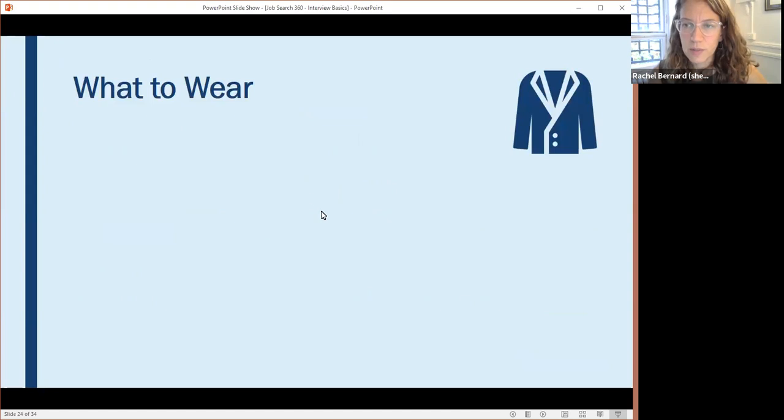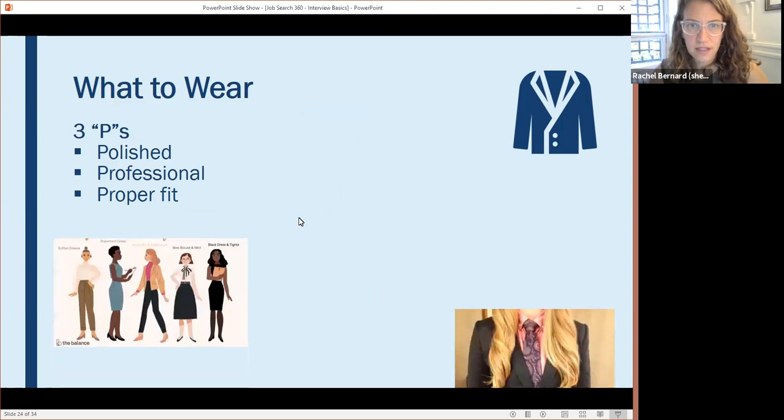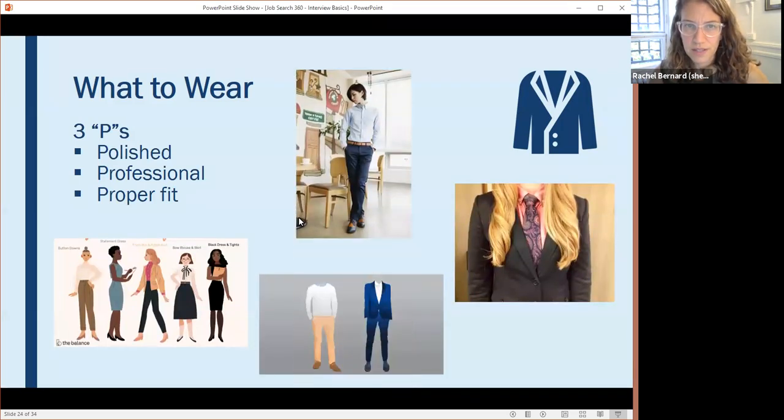Okay, what to wear still matters in a video interview. The 3 Ps: polished, professional, and proper fit, at least from the waist up. So here are some examples: a nice blouse, something that's clean, maybe a collar. You can also assess the company culture. You don't want to be wearing a jacket and tie if it's a super informal company, because they'll be assessing that and think it's kind of an odd choice for this company. But on the flip side, if it's a very informal company, I wouldn't wear a hoodie to a job interview. You still want to wear something that's polished.